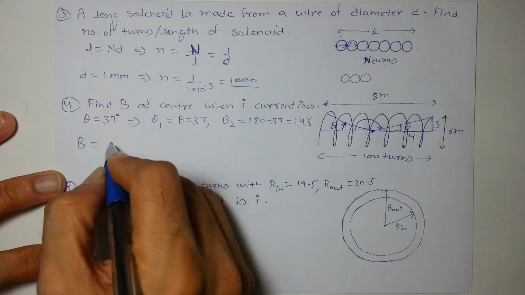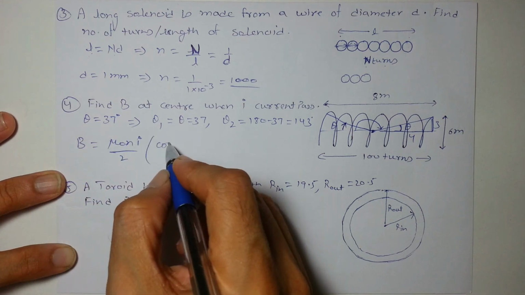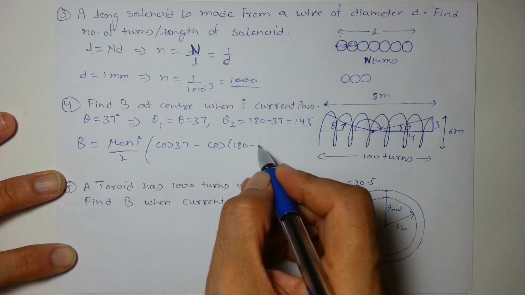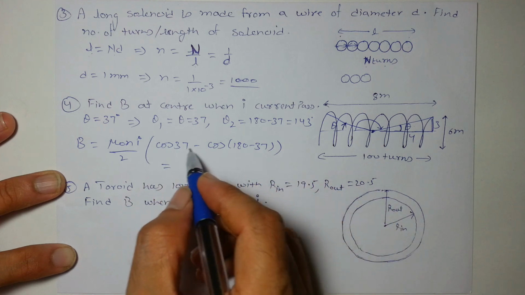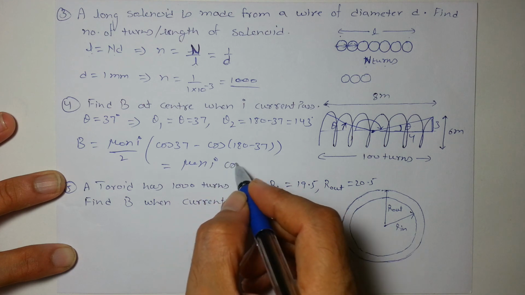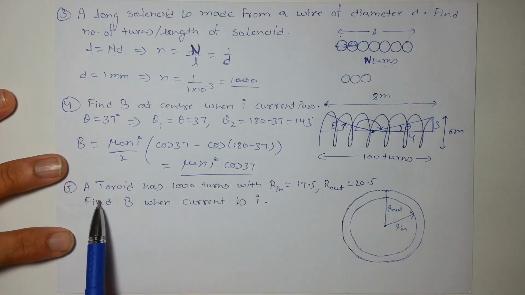And magnetic field will be μ₀NI by 2 (cos 37 minus cos (180 minus 37)). So it will become 2 times cos 37, 2 गायब हो जाएगा, μ₀NI cos 37 will be the answer.